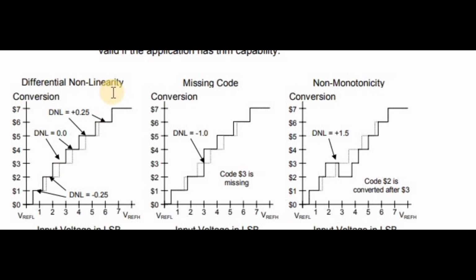This is represented as DNL. It is the maximum of the difference between each conversion's current code width and the ideal code width. Here you can see the DNL value is -0.25. If there is no difference, you will get 0. If you have it like this, it will be plus 0.25, and it is not more than plus or minus 0.5 LSB. Okay. So next, let me go for the stability.